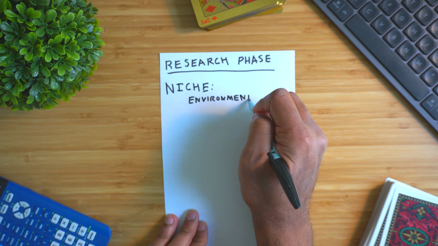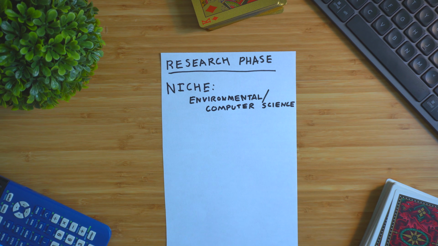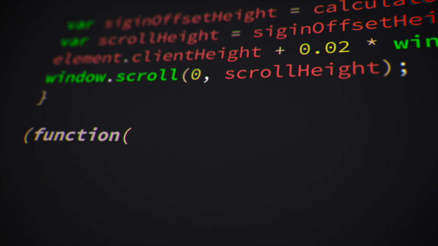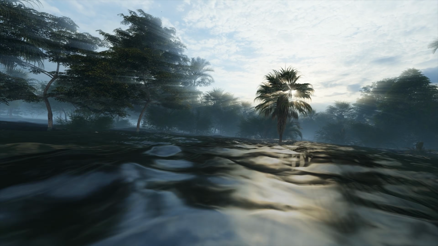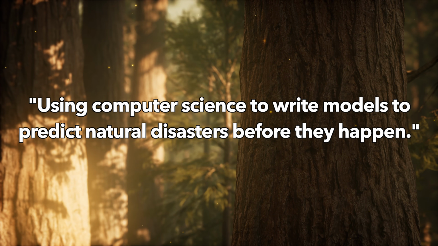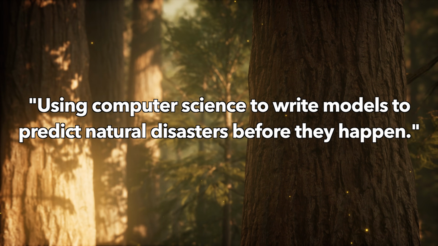So my niche was the connection between environmental science and computer science. The reason I picked this was the summer before I applied to college, I'd done some research which found a connection between environmental science and computer science and used some flooding models to predict the floods and where they would go before they happened. This is a pretty specific topic. That's why I made my niche using computer science to write models to predict natural disasters before they happen.